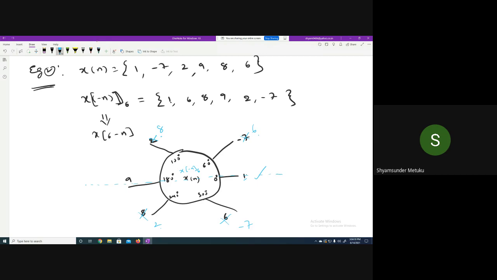Is it not simple? Instead of having confusion, represent the given samples in a circular fashion with respect to the 0 degree, divide the number of samples, and simply flip the upper samples with the lower samples and the lower with the upper, and then rewrite the sequence. You will get the circular time reversal. Is it okay? Is it clear or not? Tell me. Yeah, clear, sir.